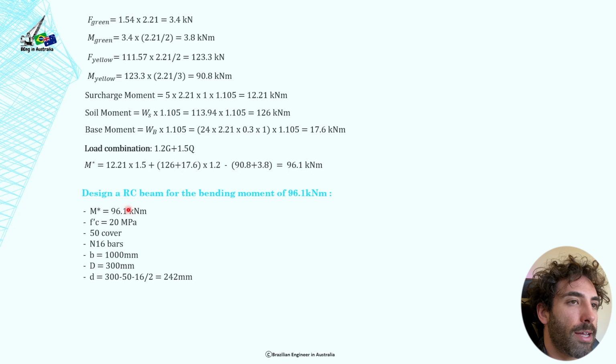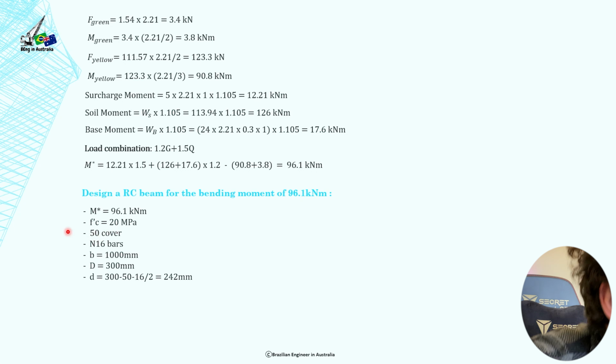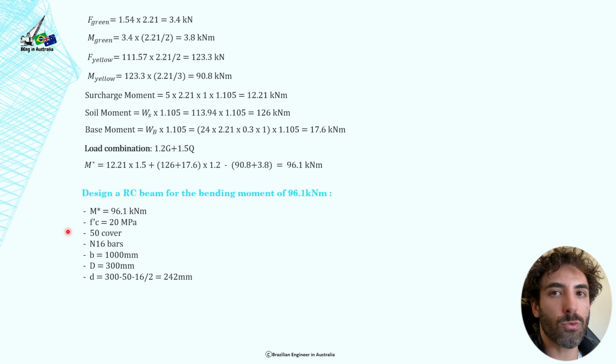We know that M star is 96.1. We're using a 20 MPa concrete. You can use 25 MPa as well if you want. We're using 50 millimeters cover. We're using N16 bars. B is 1 meter into the page. Remember, it's a 1 meter long wall. D is the depth of the footing, the thickness of that footing, which is 300 millimeters. And then we've got the effective depth of the footing, which is 300 minus cover minus half of the bar diameter, equal to 242 millimeters.